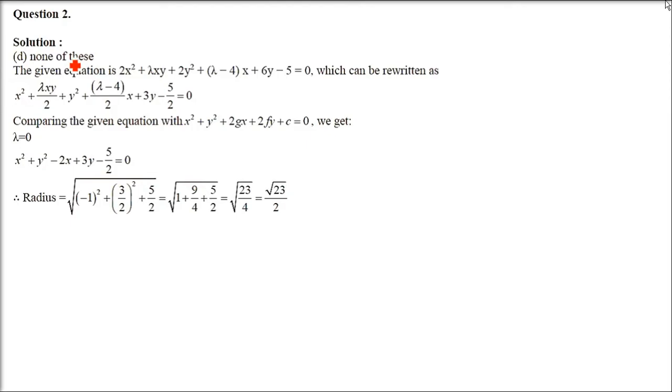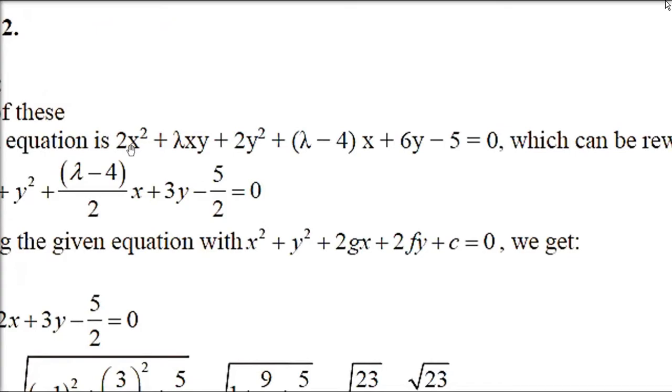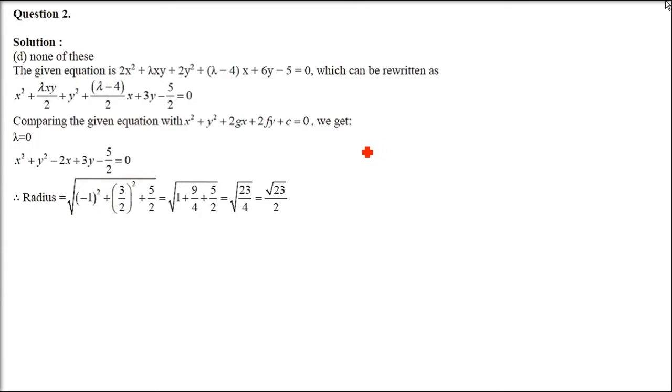This is question number 2. If 2x square plus lambda xy plus 2y square plus lambda minus 4x plus 6y minus 5 equals 0 is the equation of a circle, then its radius is, we have to find out the radius. Now before that, first thing first, we have to have the x square and y square coefficient as 1. We have to make it unity, 2x square and 2y square. So we have to divide the whole equation by 2 so that we get unity before x square and y square.